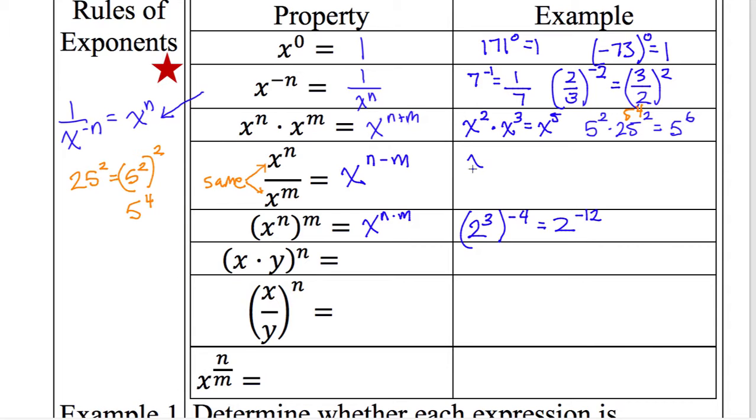And do 1 or 2 examples. So I can do x to the power of 7 divided by x to the power of negative 1. Ooh, I'm starting to include negatives here. That's going to be x to the power of 8. Because I'm going to do 7 minus negative 1. It's really 7 plus 1. 7 plus 1 is 8.